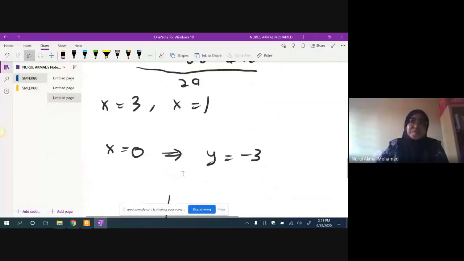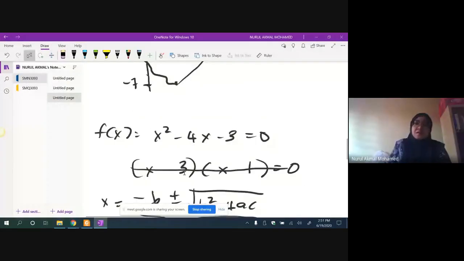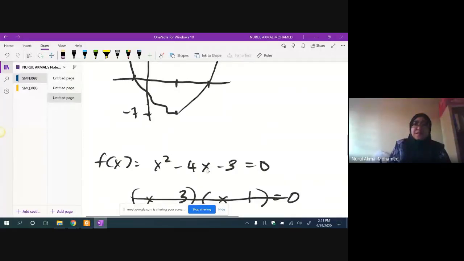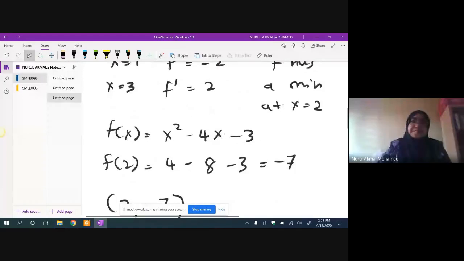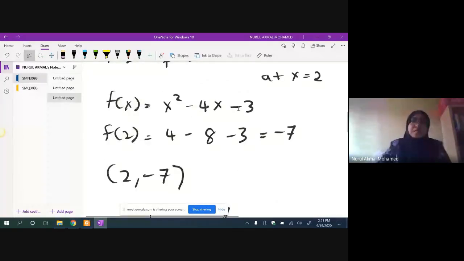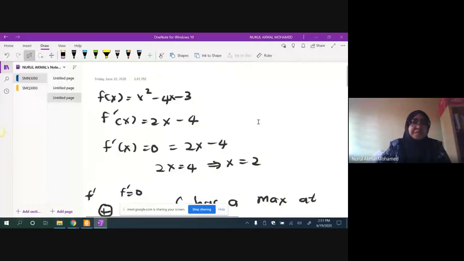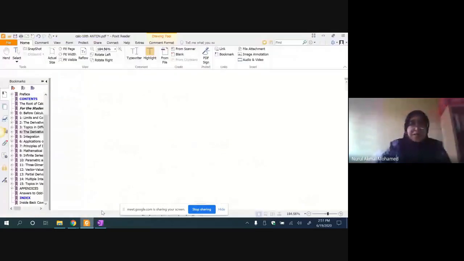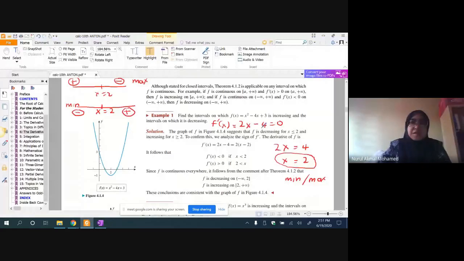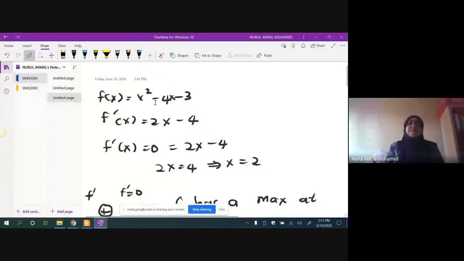Squared minus 4x plus 3, not minus 3. Wait, so this is plus. So this is not correct as well. The question is minus 4x plus 3. Okay, let's correct this. X squared minus 4x plus 3.